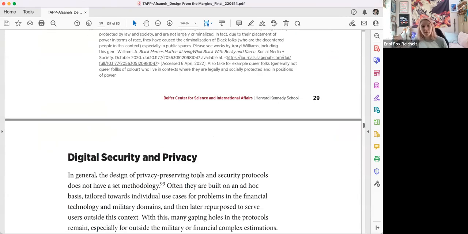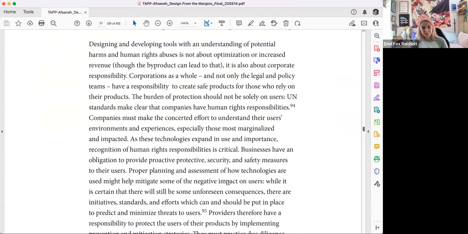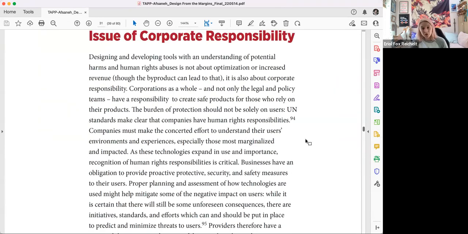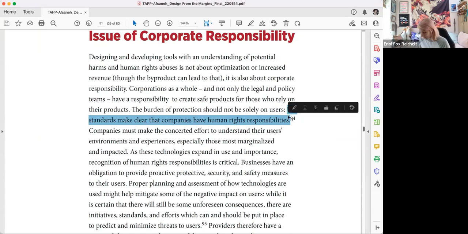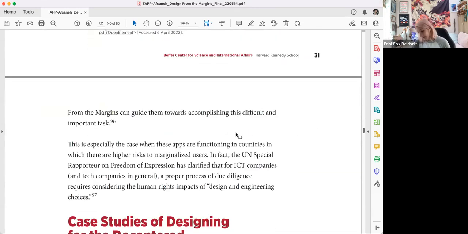Then we go into the section about corporate responsibility, where I've made a note and underlined some things, like the UN standards make it clear that companies have human rights responsibilities. And I was like, well, yeah, sure. Every organization knows there are reasons why they should do good things with their tech. If freedom of expression is clarified for ICT companies, due diligence requires considering the human rights impacts of designing and engineering choices.